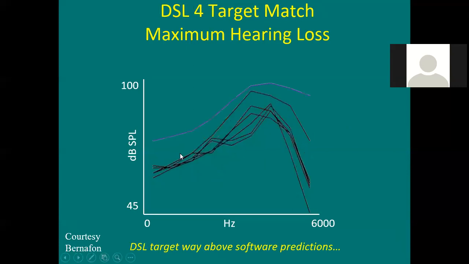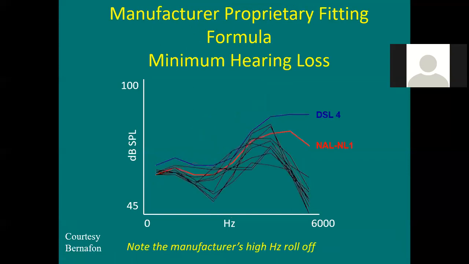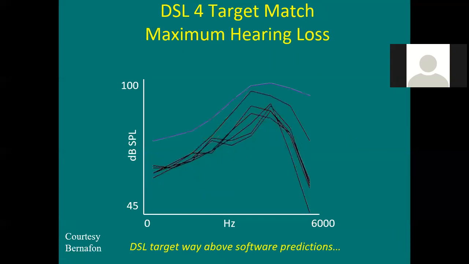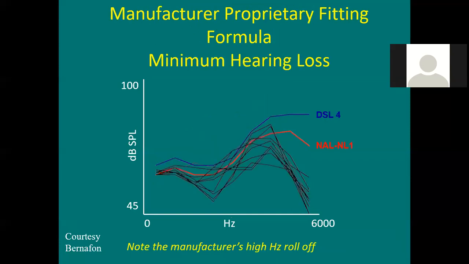DSL4, don't even try. Because all of the manufacturers' versions are asking for well below what the real ear version was. Look at the proprietary fitting methods now. Not looking at the manufacturer's versions of NAL and versions of DSL4, but now the proprietary fitting methods. Here's the DSL for the minimum loss.